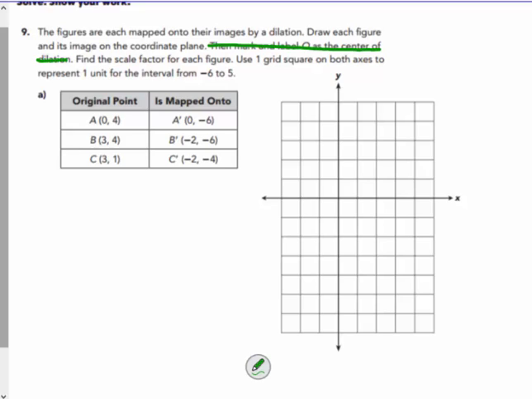Find the scale factor for each figure. Use one grid on both axes to represent. Okay. So A is (0, 4): 1, 2, 3, 4. So here's A. B, so this is the original triangle, is (3, 4). And C is (3, 1). So this is the original. I'm going to connect them using a straight edge. Those of you that don't use a ruler, please use a ruler. Whoop, it's off a little bit.